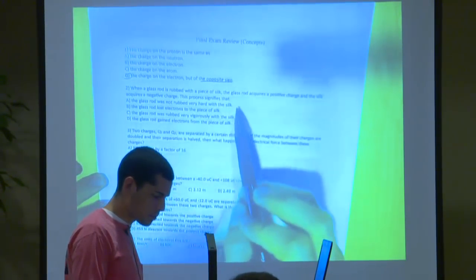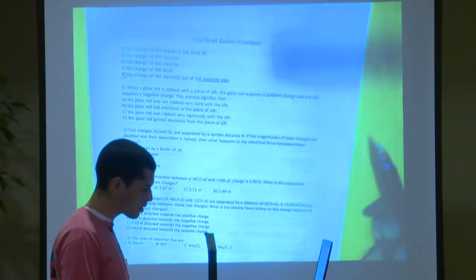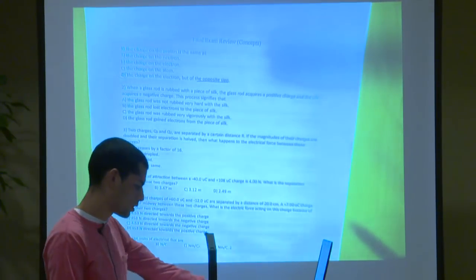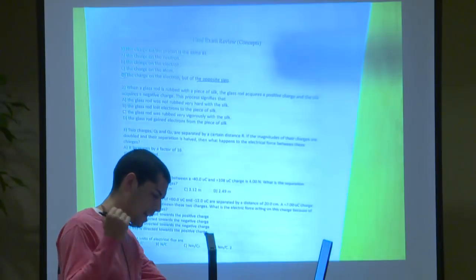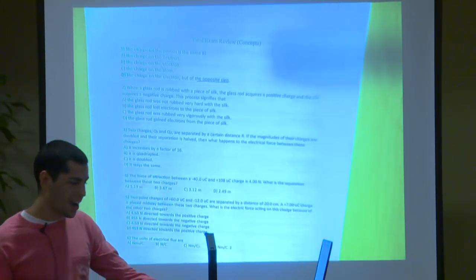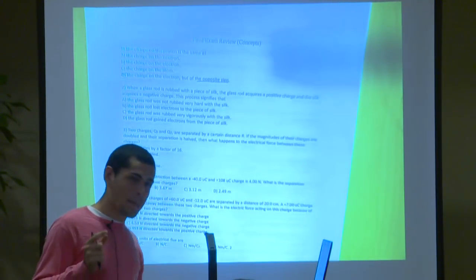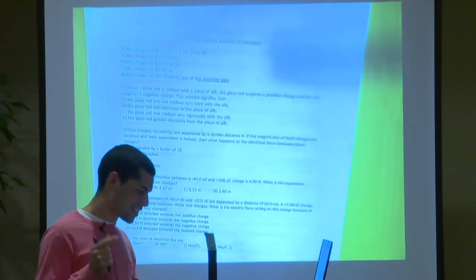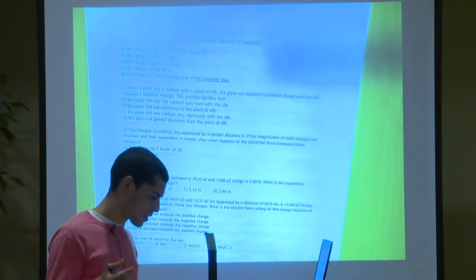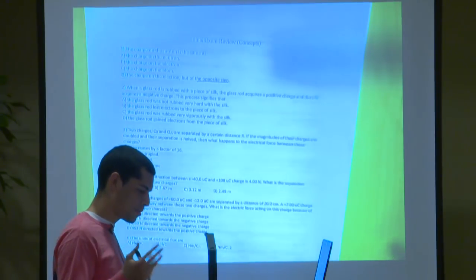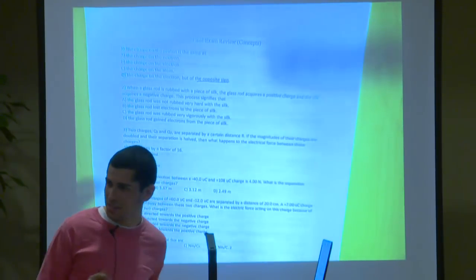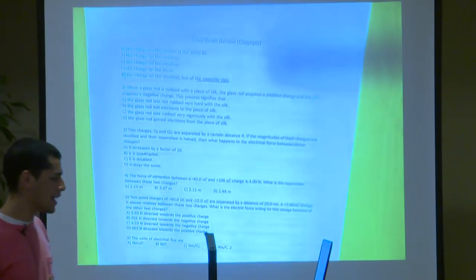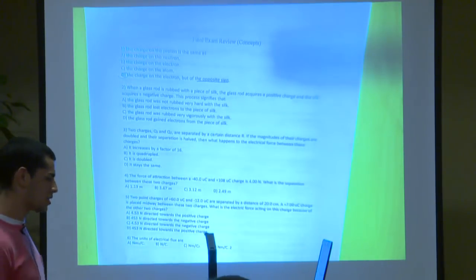When a glass rod is rubbed with a piece of silk, the glass rod acquires a positive charge and the silk acquires a negative charge. This process signifies that A, the glass rod was not rubbed very hard with the silk. B, the glass rod lost electrons to the piece of silk. C, the glass rod was rubbed very vigorously with the silk. Or D, the glass rod gained electrons from the piece of silk.